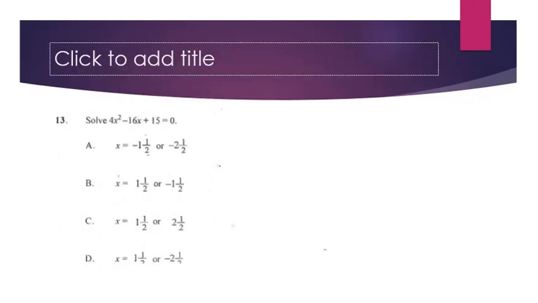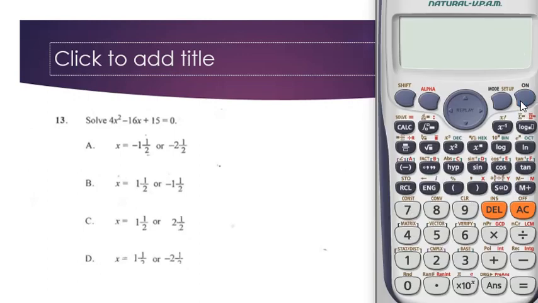Okay, so we are done with this. Let's move to this question. Okay, so we have to find the roots of this equation. Solve 4x squared minus 16x plus 15 equal to 0.